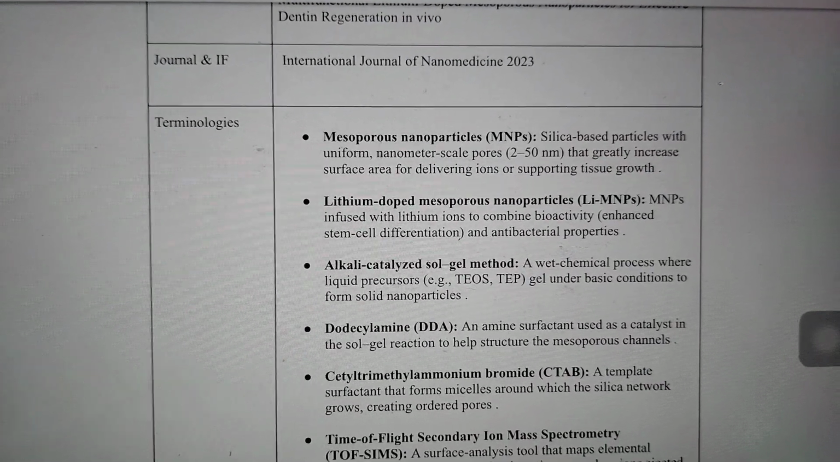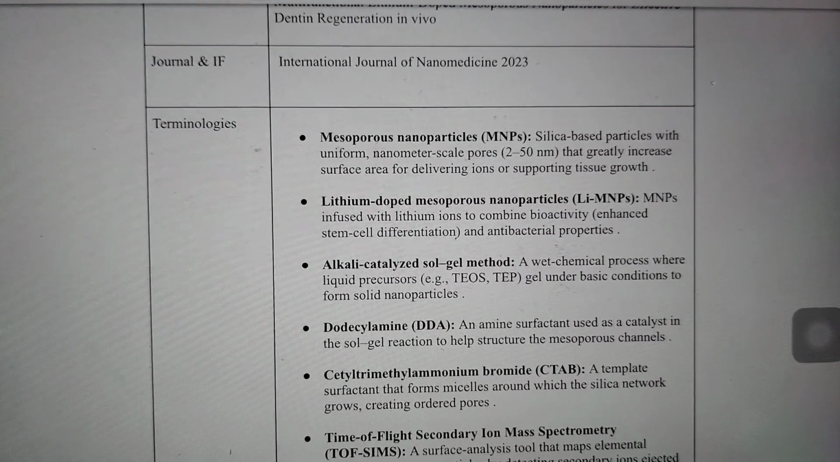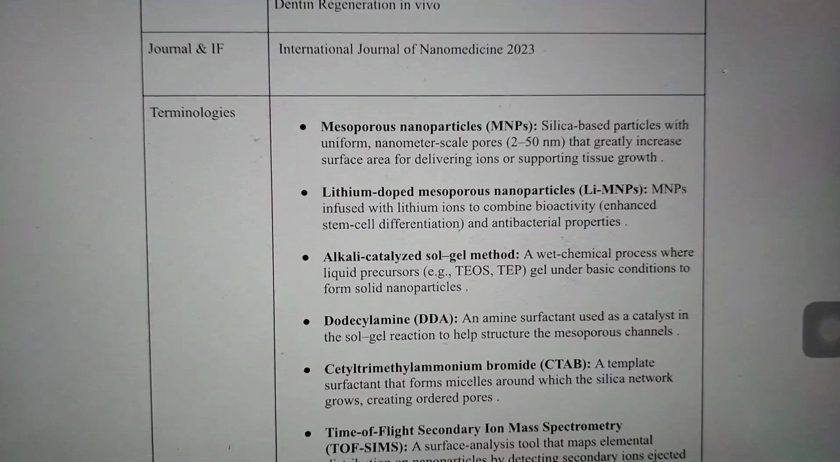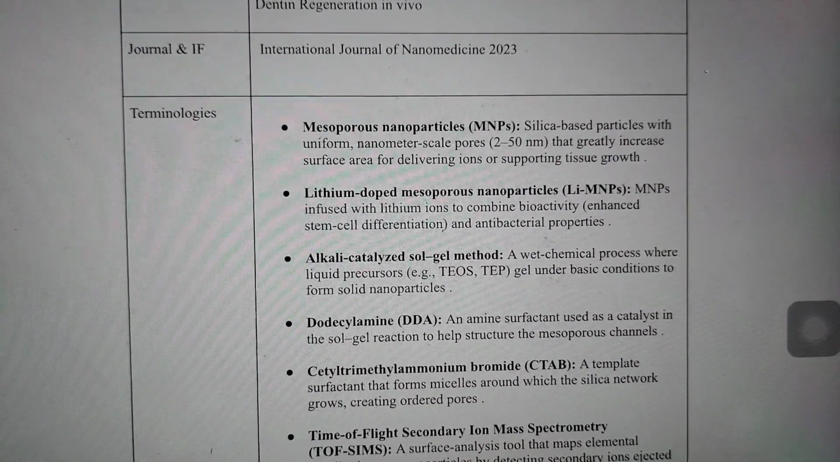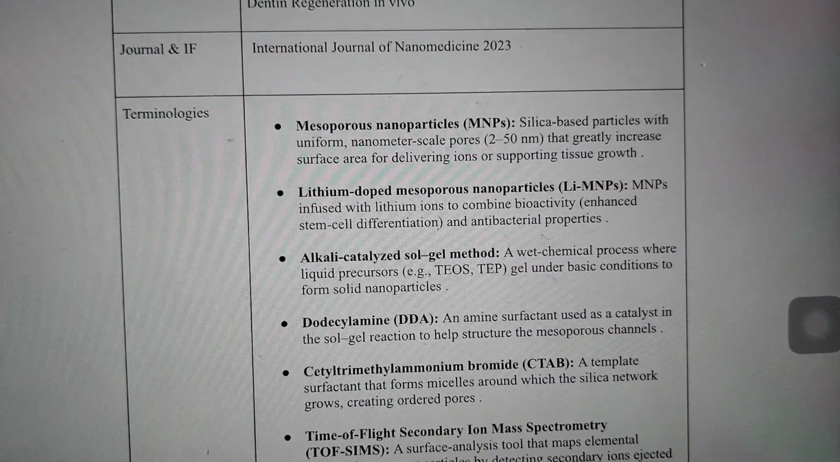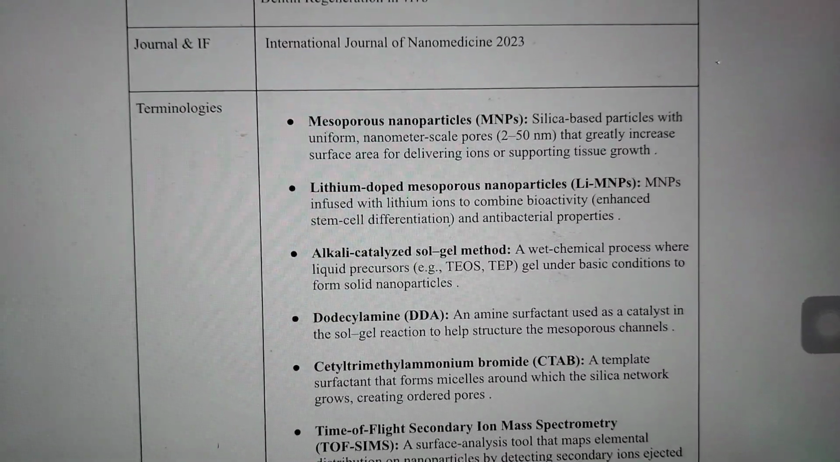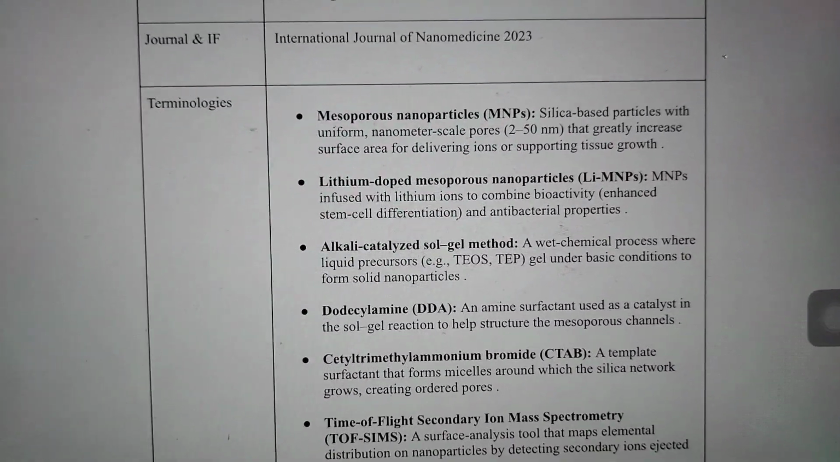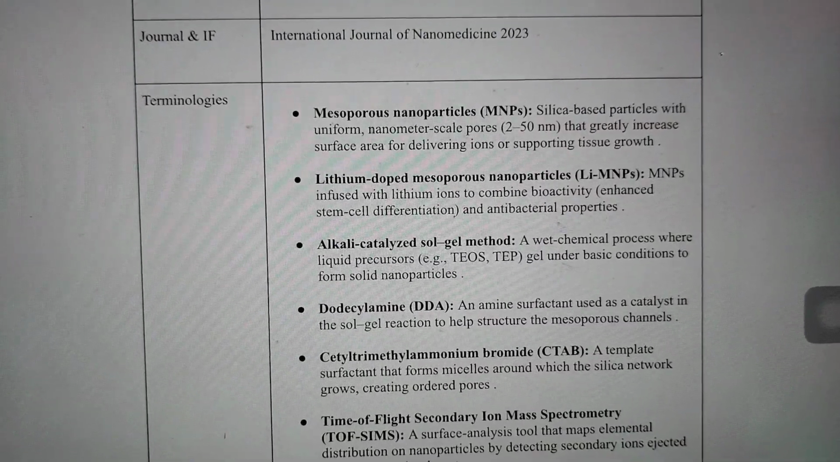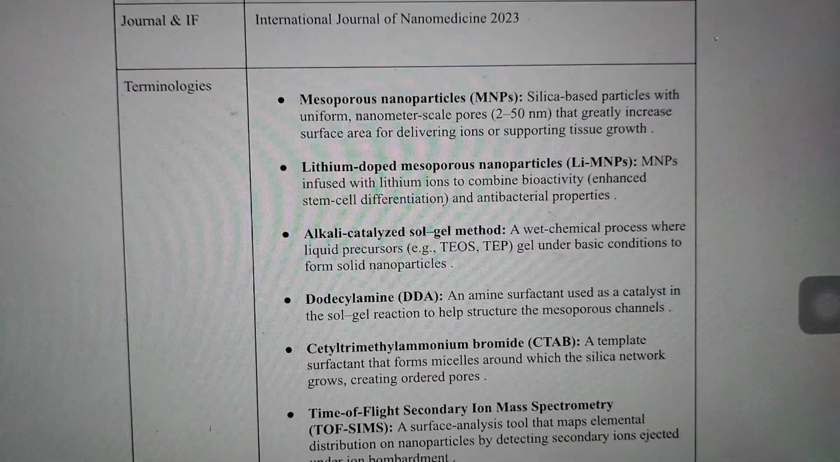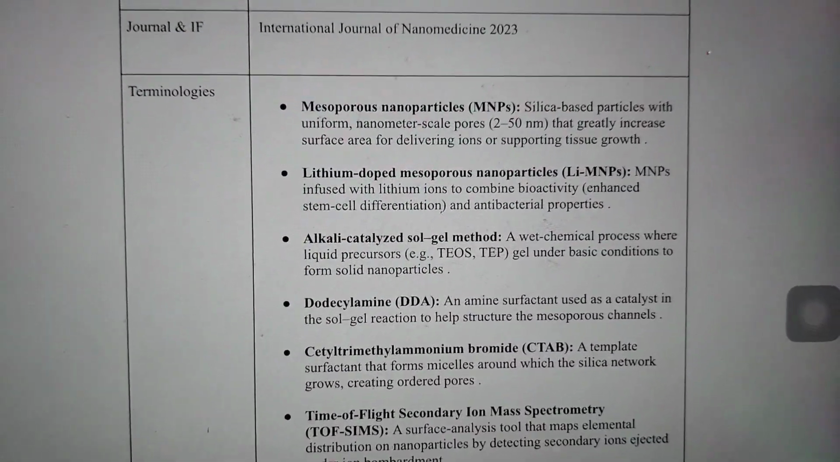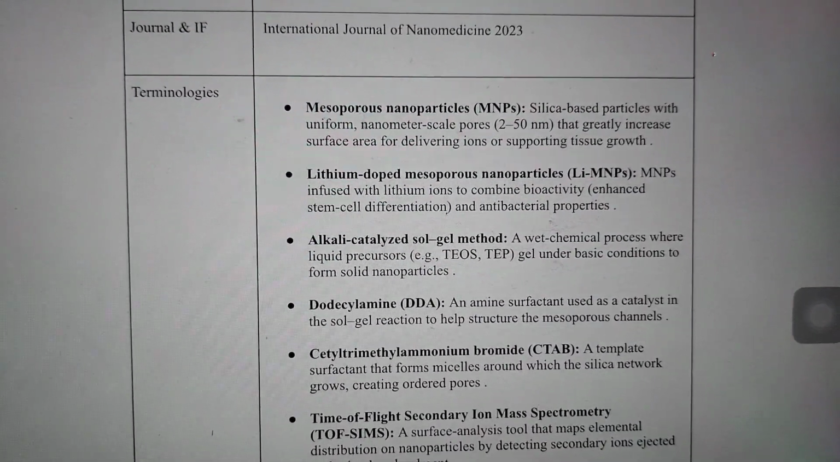Lithium-doped mesoporous nanoparticles. These are nanoparticles infused with lithium ions to combine bioactivity, enhance stem cell differentiation, and antibacterial properties. Alkali catalyzed sol gel method, a wet chemical process where liquid precursors such as TEOS and TEP gel under basic conditions to form solid nanoparticles.